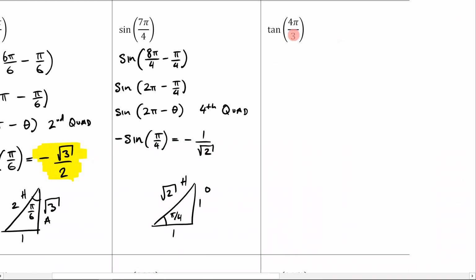So again, what we're going to do is break up this angle into something more manageable. We're going to break it down into 3 pi on 3 plus pi on 3, because that is going to be the same as 4 pi on 3. And now I'm going to say, well, that's the same thing as pi plus pi on 3. And we recognize that this is telling me, based on my symmetry properties, that this is going to be in my third quadrant.